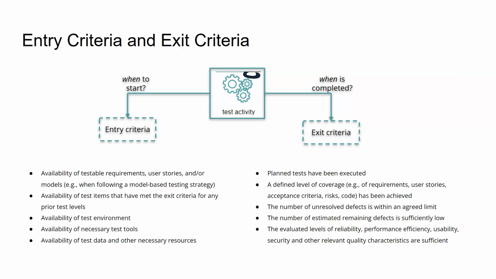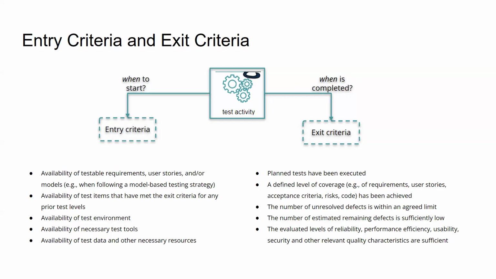But we have to have two specific parameters. What is the entry criteria? What is the exit criteria? When we are going to start testing, when we are going to end testing, right? When it comes to entry criteria, mainly the availability of testable requirements, user stories, models, and everything, right?